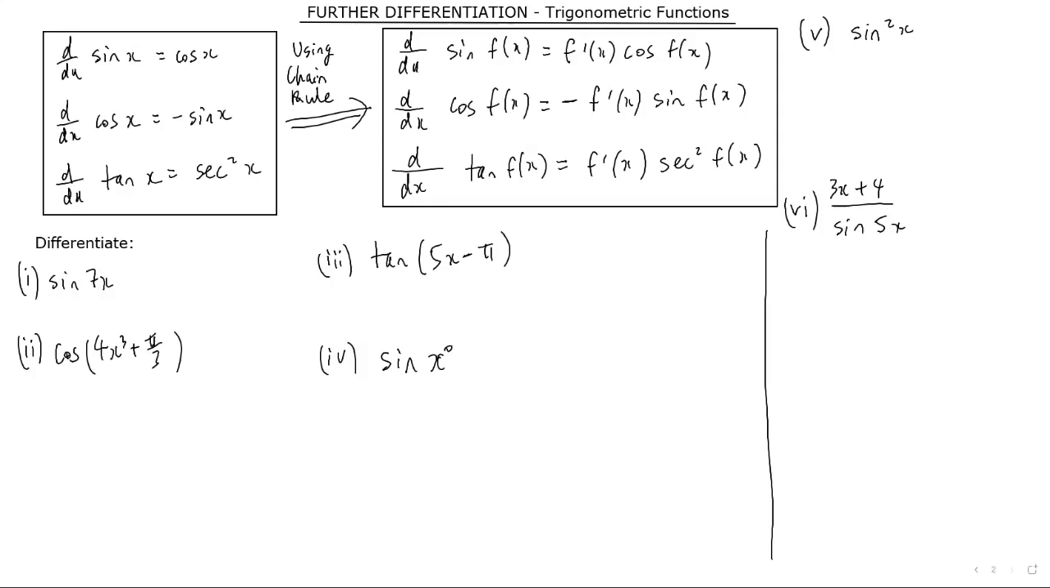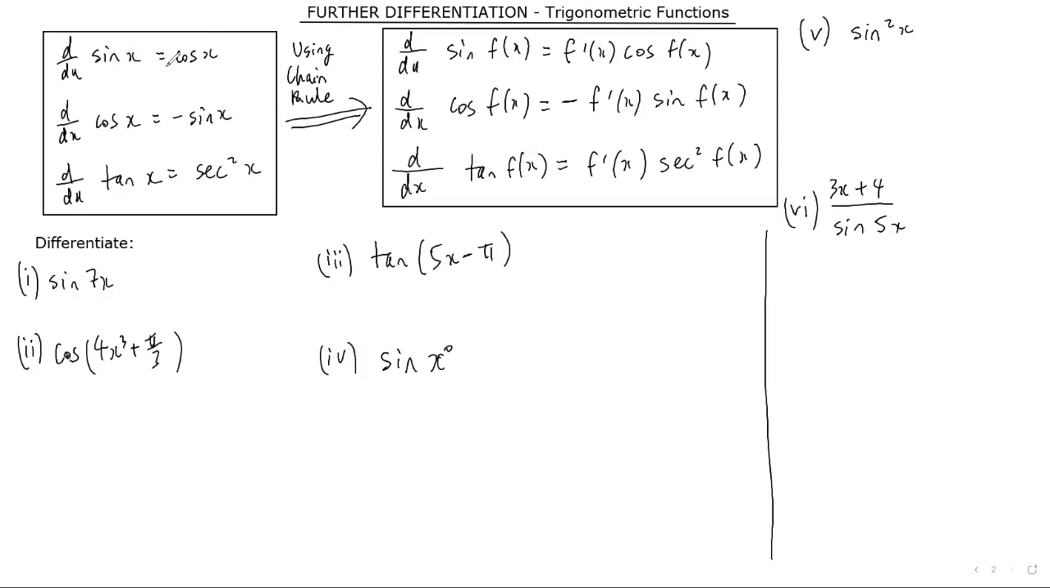So the rule for differentiating trigonometric functions is the differentiation of sine x is equal to cos x. Differentiation of cos x is equal to minus sine x. And the differentiation of tan x is equal to sec squared x, or sec x squared.